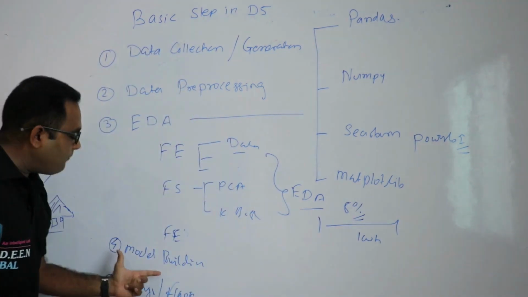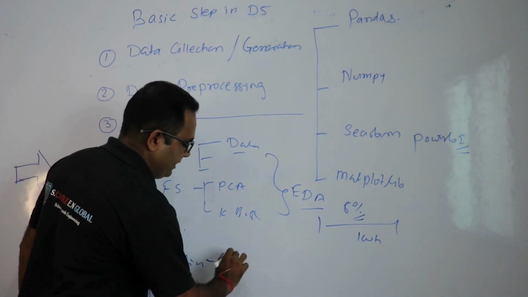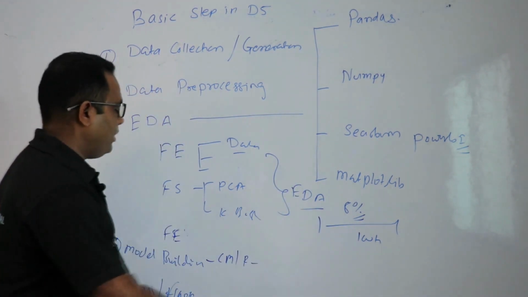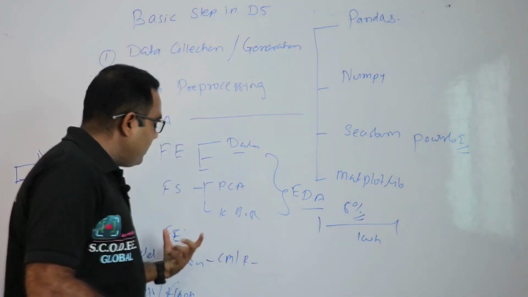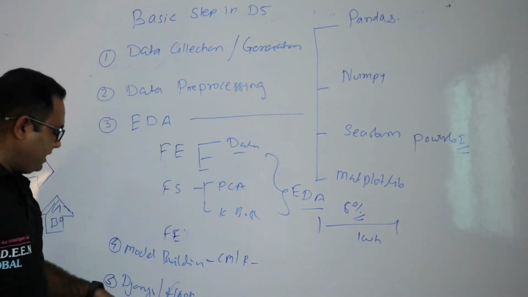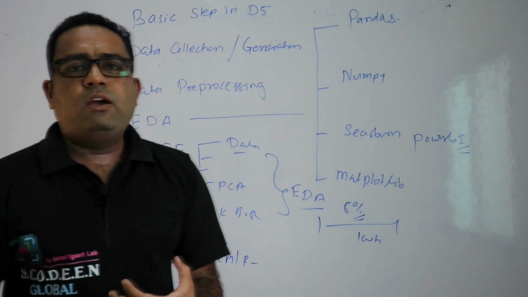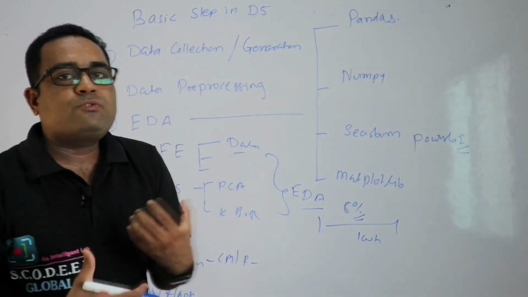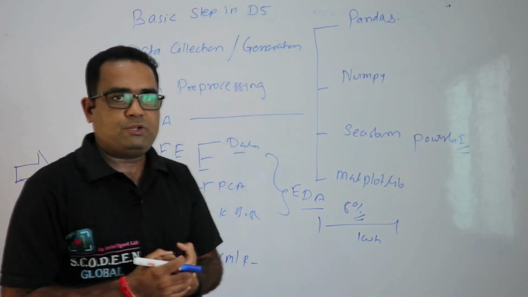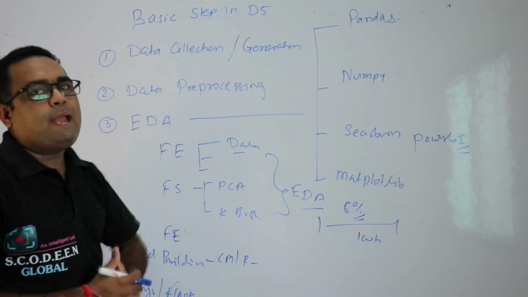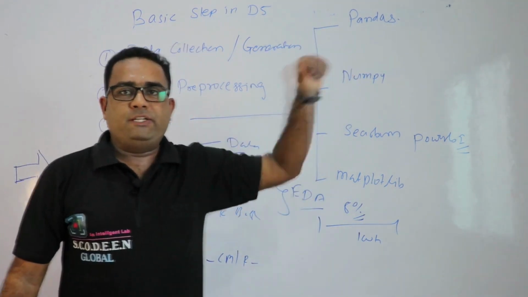After model building, we need to test that model by using confusion matrix, R square, and adjusted R square. After that, we need to deploy this machine learning model to production with the help of Django and Flask. Mostly Flask is used because it is lightweight, and in real time we prefer Flask. Django is mainly used for web applications. So this is the complete life cycle of data science, from data collection to deployment.